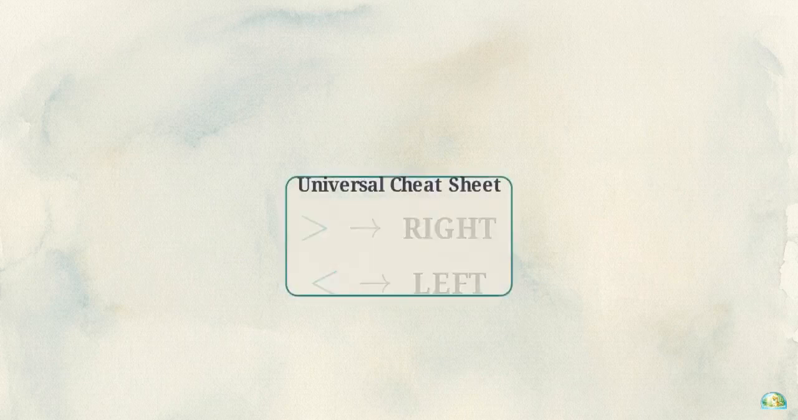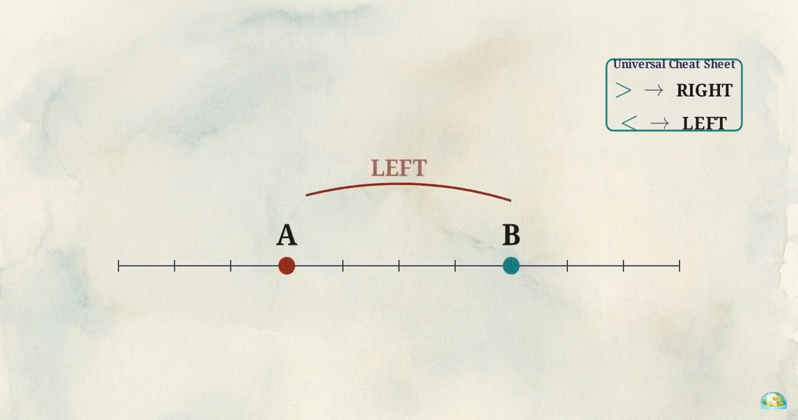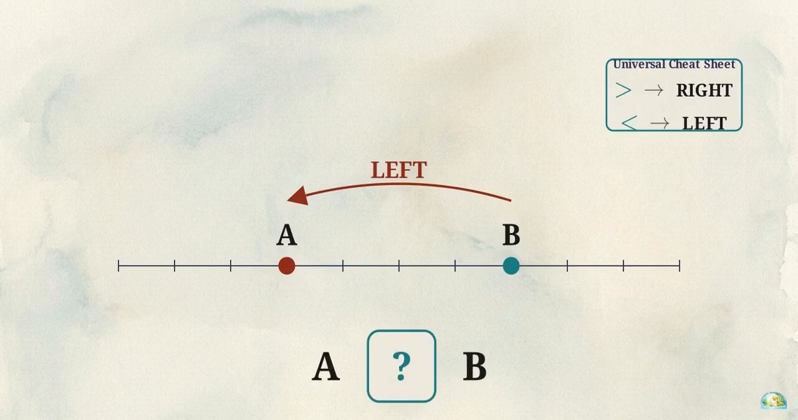To keep these positions clear, we can use two direct translations. Greater than means a number is to the right of another. Less than means a number is to the left. Look at these 2 points on a line. Point A is placed to the left of point B. Based on their positions, how would you write the inequality that describes the relationship between point A and point B?